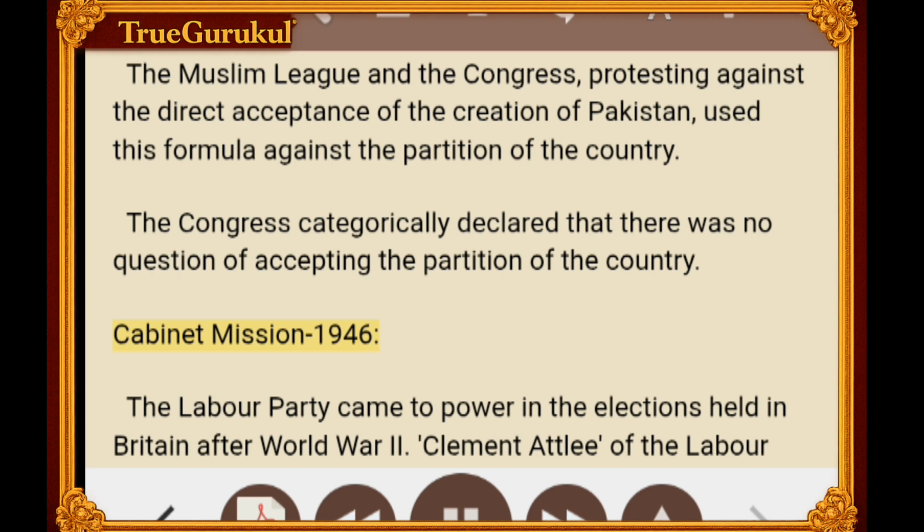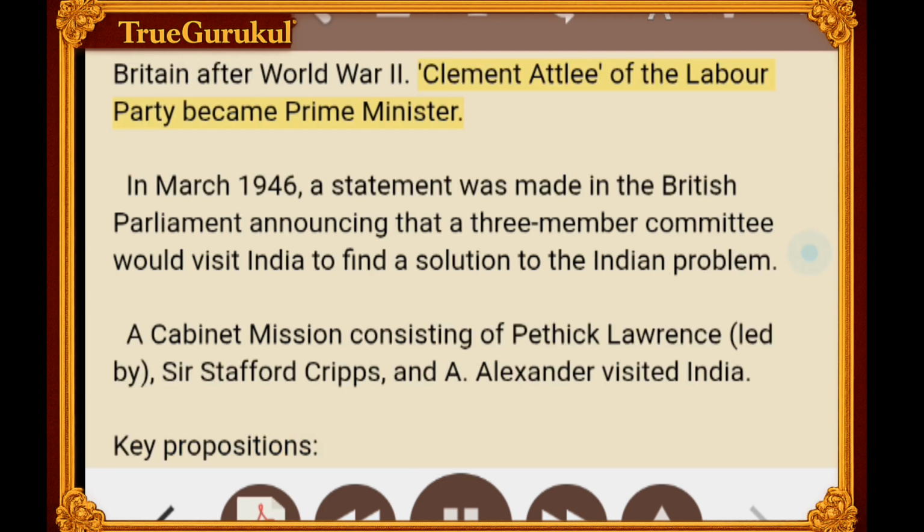Cabinet Mission 1946. The Labour Party came to power in the elections held in Britain after World War II. Clement Attlee, of the Labour Party, became Prime Minister. In March 1946, a statement was made in the British Parliament announcing that a 3-member committee would visit India to find a solution to the Indian problem.